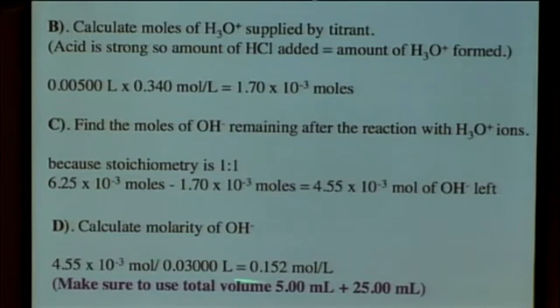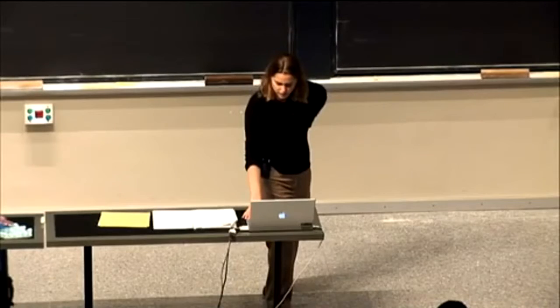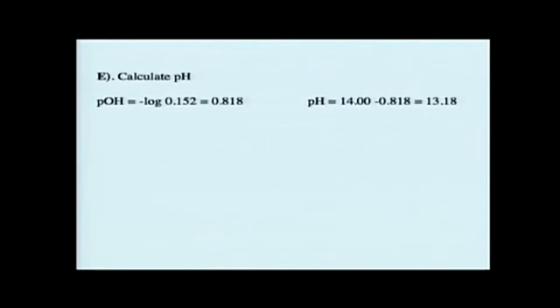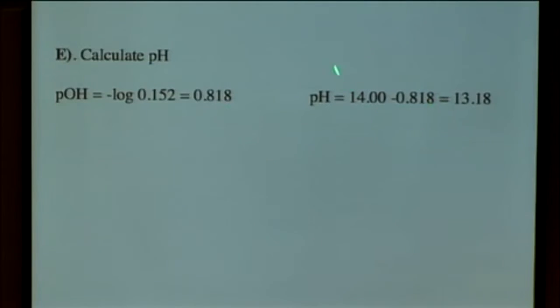And now we can calculate the molarity here. So we have the number of moles and the new volume. So we had 25 mL of the base to begin with. We've added 5 mL of the acid. So our new volume is 30. And so we have our new concentration. And now we can calculate pH. First, we'll calculate pOH, and then use 14 minus that to get the new pH.